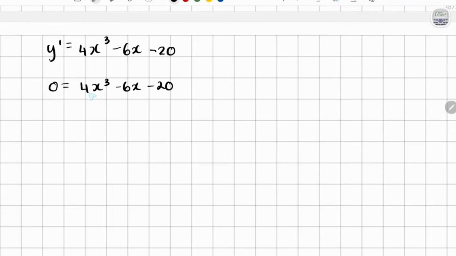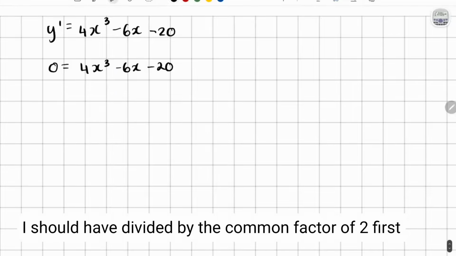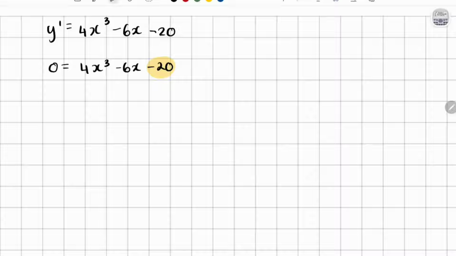Again, so this is a cubic function, but we do not have x squared, and that's not a problem. So first of all, to factorize the cubic function, you look at the constant term, and you're going to get factors of that constant term.